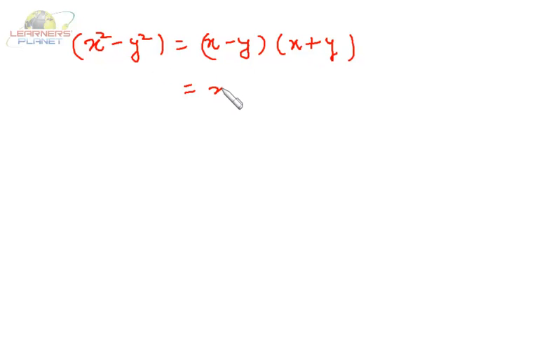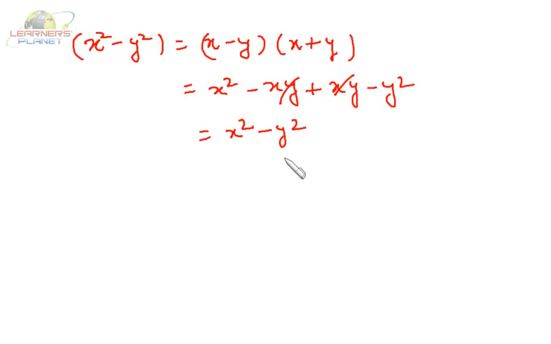I just do it over here. It's x into x, x square, minus y into x is minus xy, plus y into x is plus xy, and minus y into y is minus y square. So these terms are cancelled and we are left with x square minus y square. So this is an identity which we have to memorize since it will be useful in various problems.